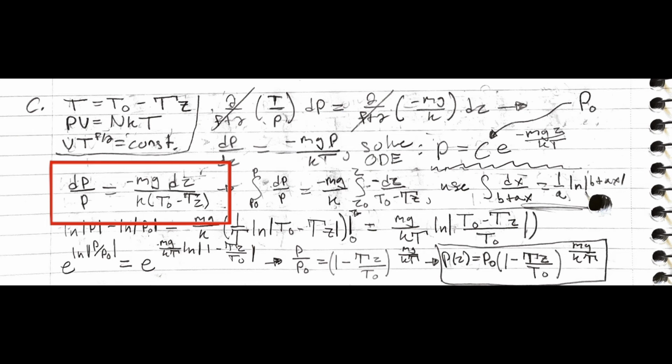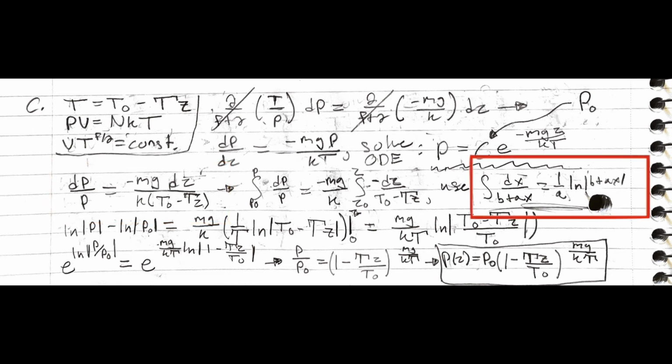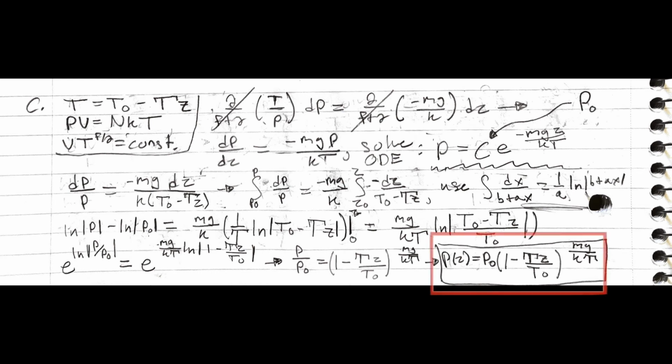And the only tricky bit here was knowing this integral rule, which I had to find online, which shows that the integral of 1 over b plus ax with respect to x is equal to 1 over a times the ln of b plus ax evaluated at the bounds. So after knowing that, the rest of the problem was just algebra, and the result in the bottom right corner is what I got for my pressure function in terms of z.